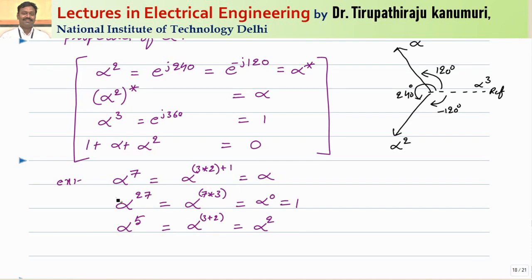Same thing is the case if I take alpha to the power of 27. This is nothing but 9 times 3, or alpha cubed to the power of 9, which is equal to alpha to the power of 0, or its magnitude, which is equal to 1. Similar is the case if I take alpha to the power of 5. Alpha to the power of 5 I can write as alpha to the power of 3 plus 2. So alpha cube will cancel out, and alpha square will remain.